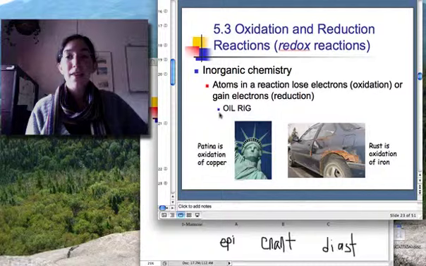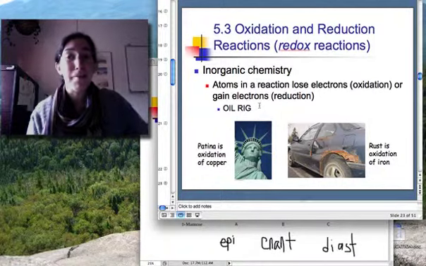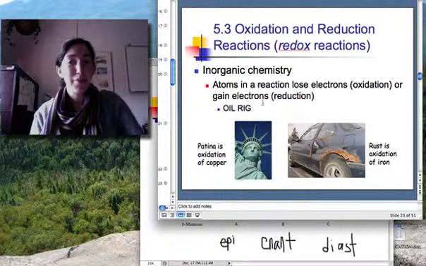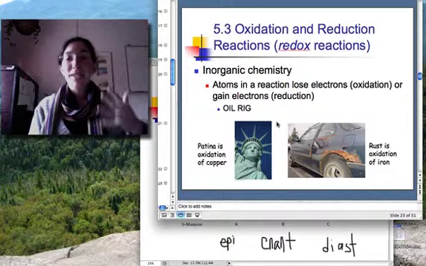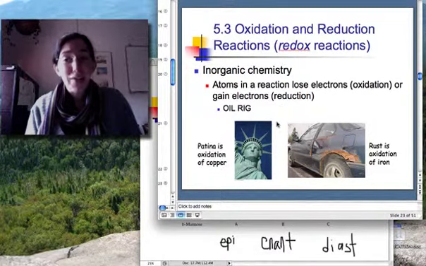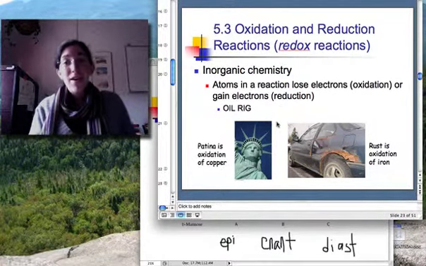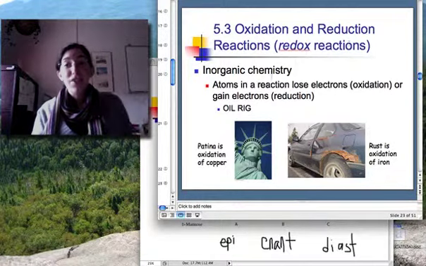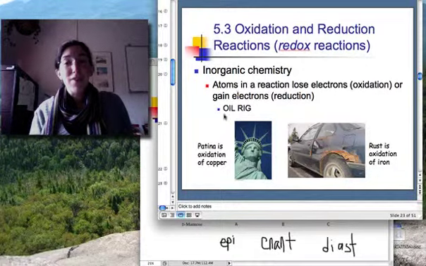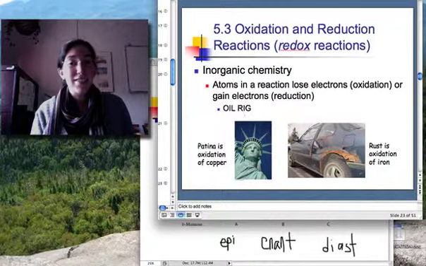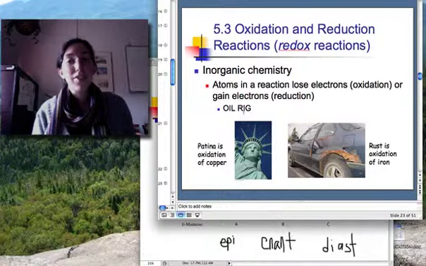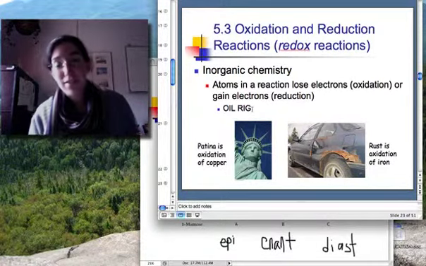So that's what redox reactions are. There's a little mnemonic to help remember which is which. When atoms in a reaction lose electrons, that is called oxidation. So OIL RIG means oxidation is loss, reduction is gain. OIL RIG: oxidation is loss, reduction is gain of electrons, okay?